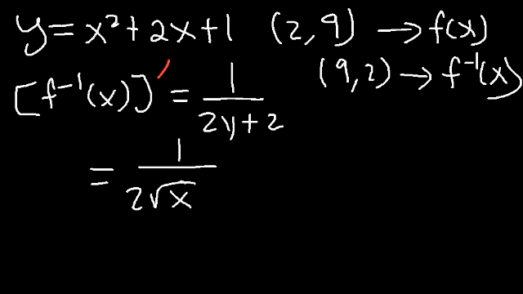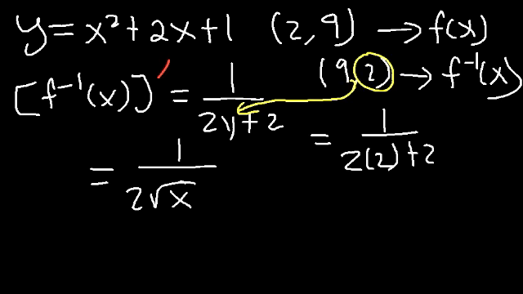So what you want to do is plug in 2 for y. So basically, 2 is x for f of x, but it's y for the inverse of x. So you're still going to plug in 2, but you're not going to plug in 2 for x, you're going to plug in 2 for y. If you do that, it's going to be 1 over 2 times 2 plus 2, which is 1 over 4 plus 2, is 1 over 6.